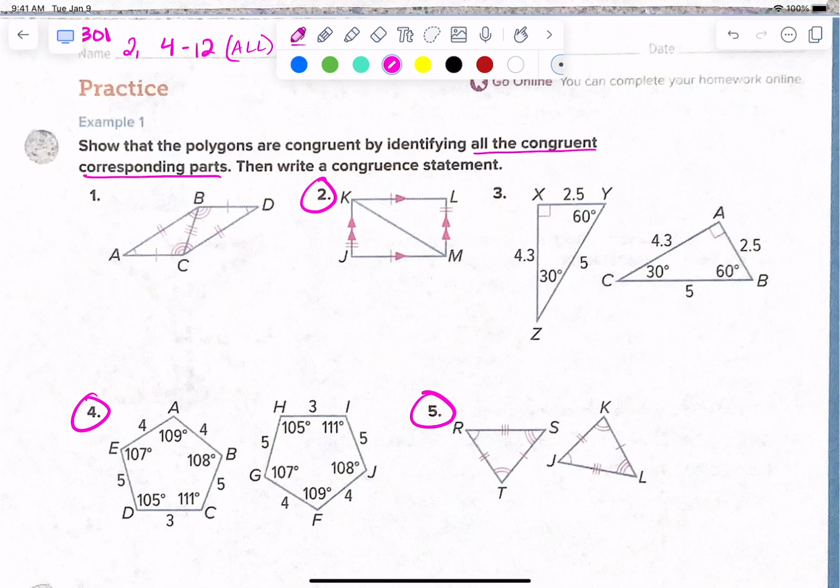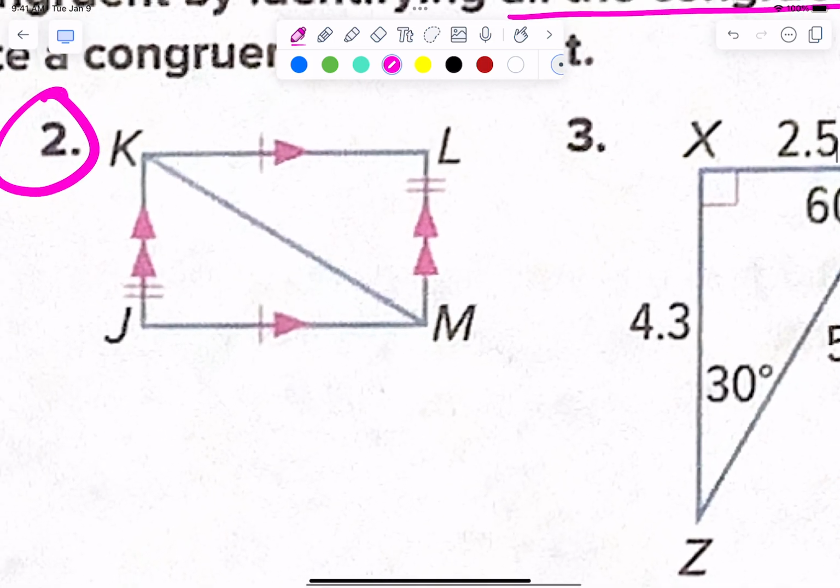Okay, number 2, let's talk about which angles go to which one. So which angle is angle L? J. So I'm gonna do one little tick mark there. I'm gonna mark on the diagram. This guy goes with this guy. Now we have to decide this bottom K right here. I'm gonna do 2 little loops. Which one is he?